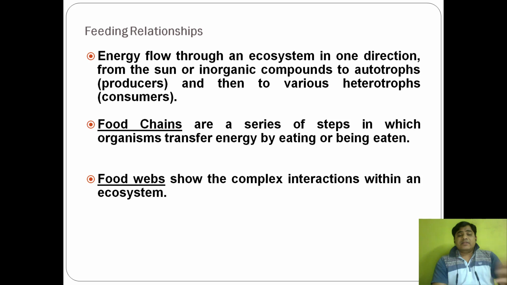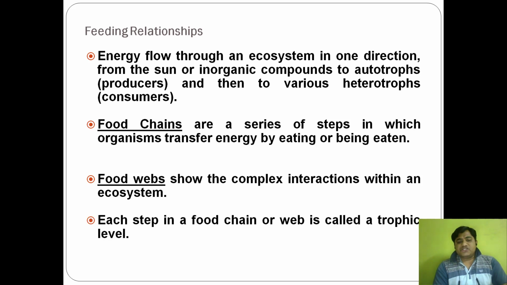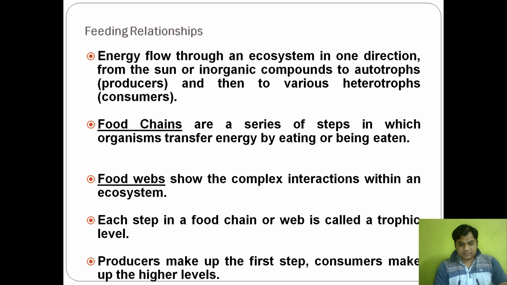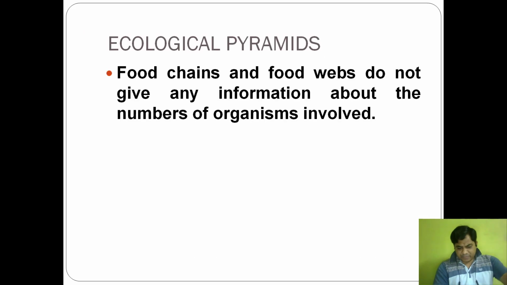And the food chains are a series of steps. We have already seen it is a series of steps in which organisms transfer energy by eating or being eaten by other animals. And the food web shows the complex interactions within an ecosystem. Now each step in a food chain or food web is called a trophic level. We have already seen it in detail. The producers make up the first step, and consumers make up the higher levels.